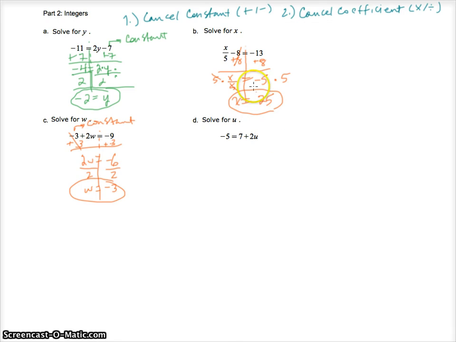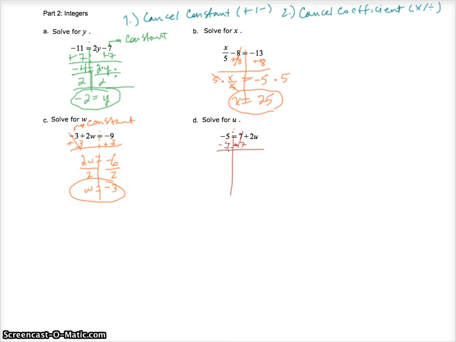Let's look at this one over here. Last one, letter D. It says solve for u. Again, here's my constant, and it's a positive 7. So I want to think about canceling a positive 7. So let's drop our division, our separating wall here. I want to cancel a positive 7. So to cancel a positive 7, I think of subtracting 7 from both sides.